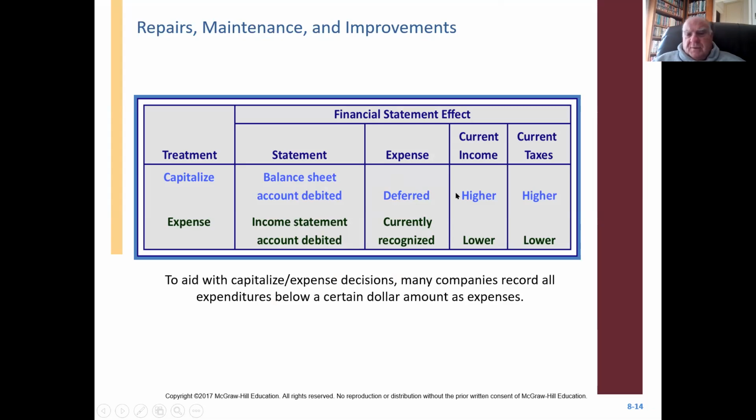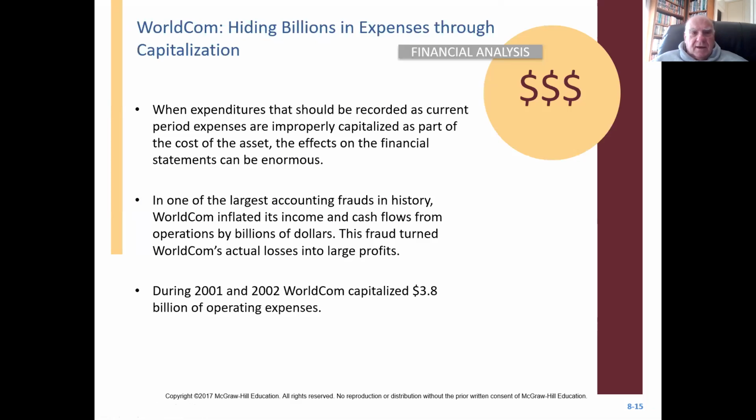And so if you capitalize something, you're going to have higher income because it's not an expense, and your taxes are going to be higher. So what companies can do if they want to be wise guys, I mean, I never saw this because I don't think it's that easy to do, is pretend that some of these capitalizations are really ordinary repairs, thus reducing your income and paying less tax without any cash problems.